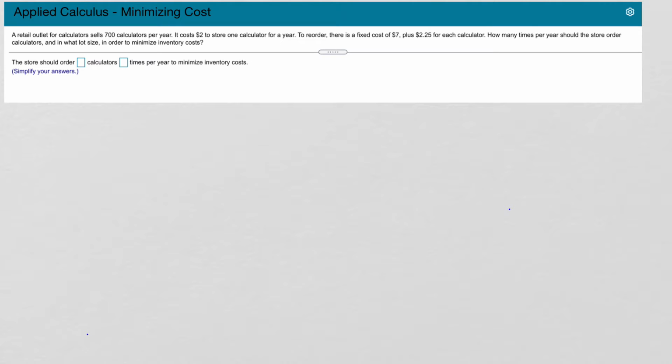So, what are our inventory costs? This is what we're going to minimize, so once we have a formula for inventory cost, we're going to take the derivative. But to get there, we need a formula. So there's the carrying cost, which is the cost of storing these calculators, and there's the restock cost, which is when you order.